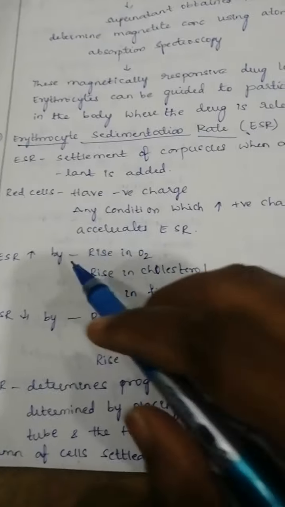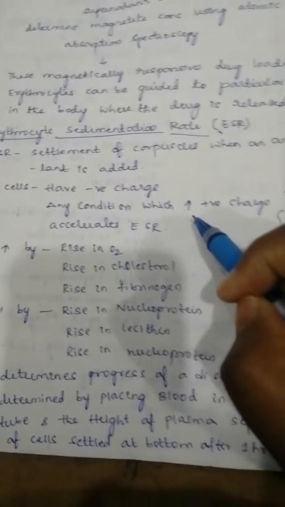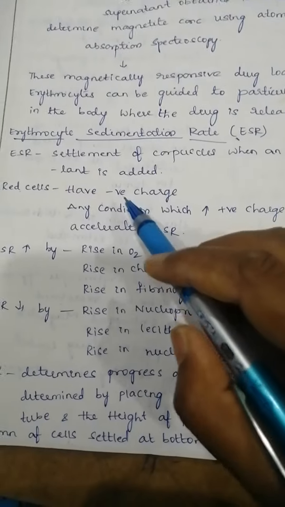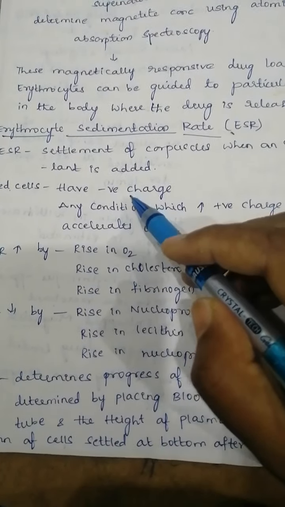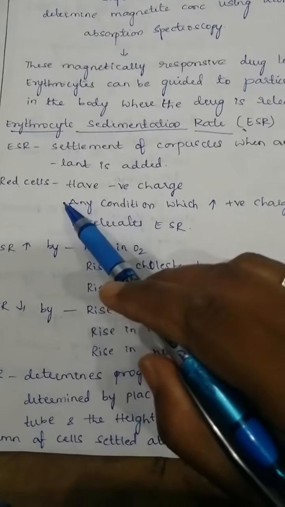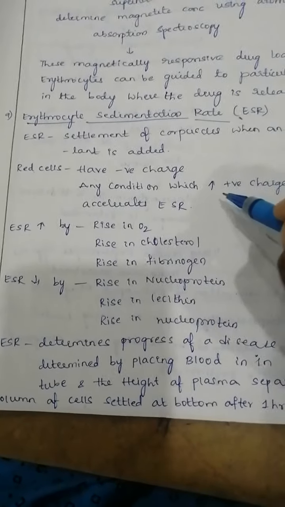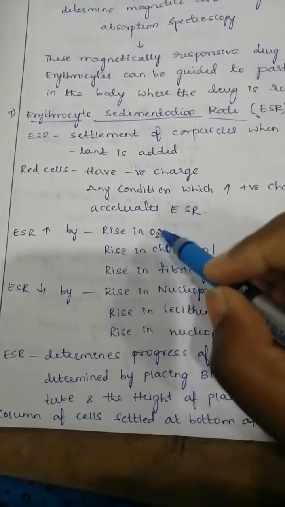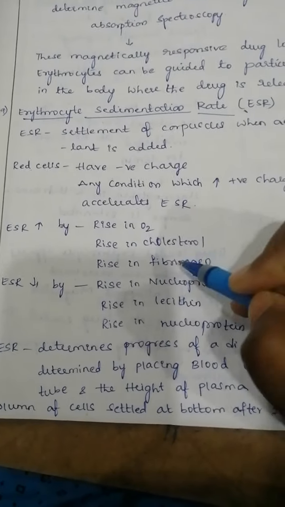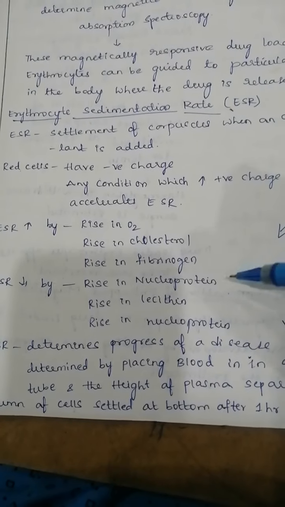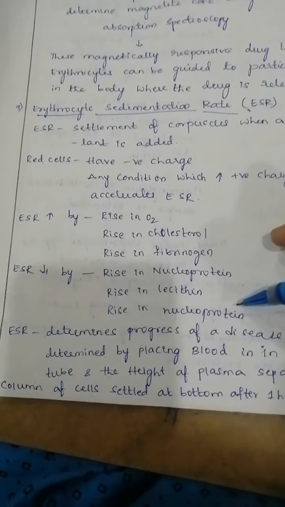Here the red cells have a negative charge, and any condition which increases positive charge accelerates ESR. In negative charge it will not give any disease condition. If the red cell charge is positive, then you have a chance of getting a disease. ESR may be increased by a rise in oxygen levels, cholesterol, and fibrinogen levels, and decreased by a rise in nucleoprotein and lecithin.